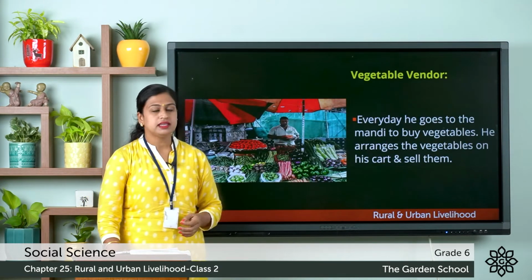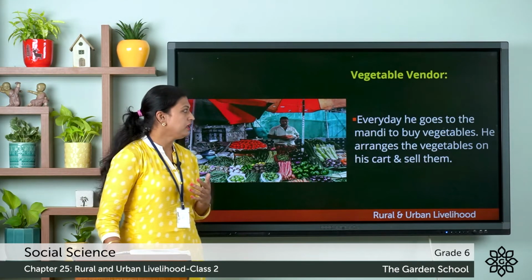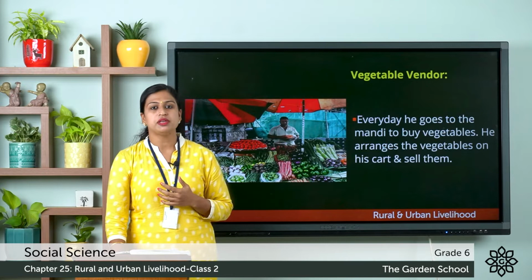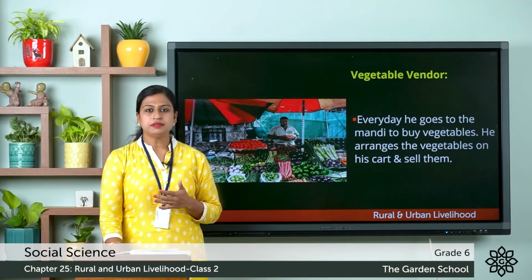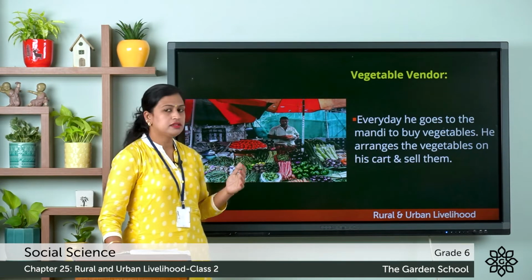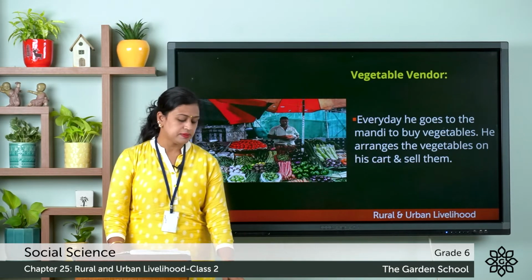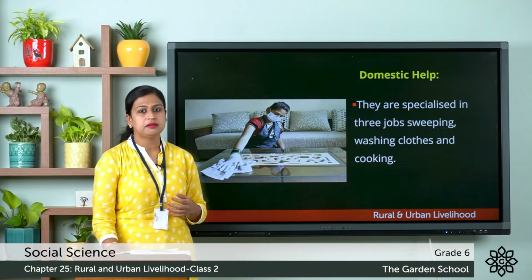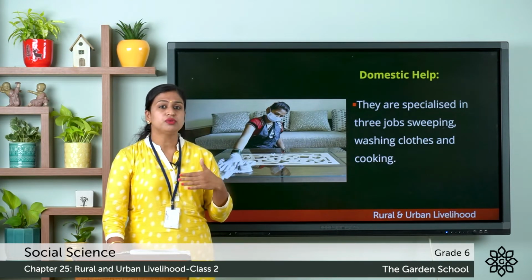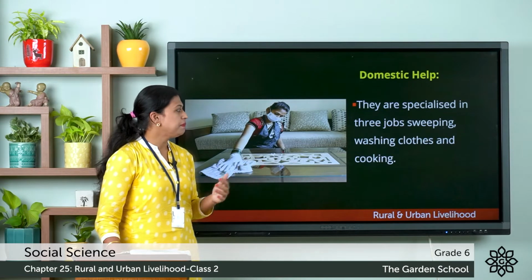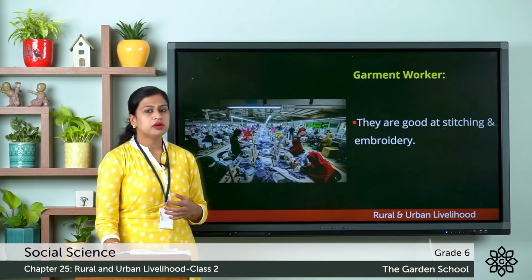The first one, you can see the vegetable vendor. Every morning he goes to the mandi to buy vegetables and he arranges the vegetables on his cart. And sometimes they also take their vegetable carts to the residential areas or colonies to sell these vegetables. Next, you can see domestic help. These are the people who work in others' houses and do various types of jobs like sweeping, washing clothes and cooking.